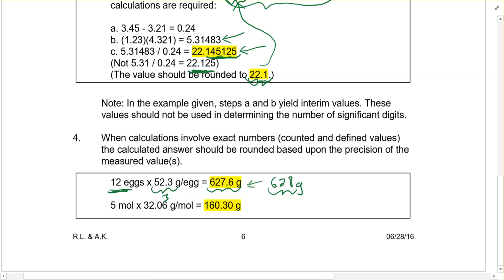This one as well. So I look at the precision of this number. There's 4 significant digits there. My answer should also only have 4 significant digits. So this would be 160.3 grams is what my answer should be there. I was just testing you to see if that was right now.